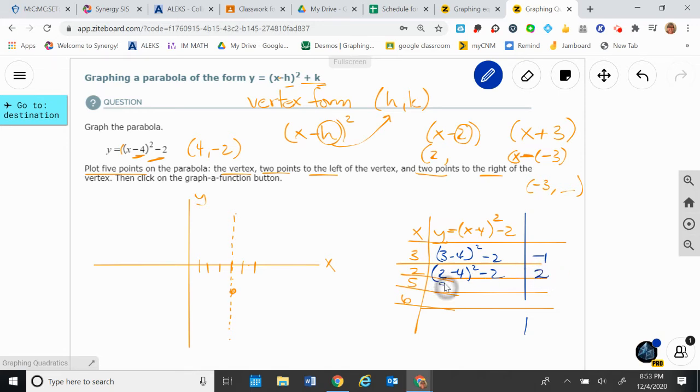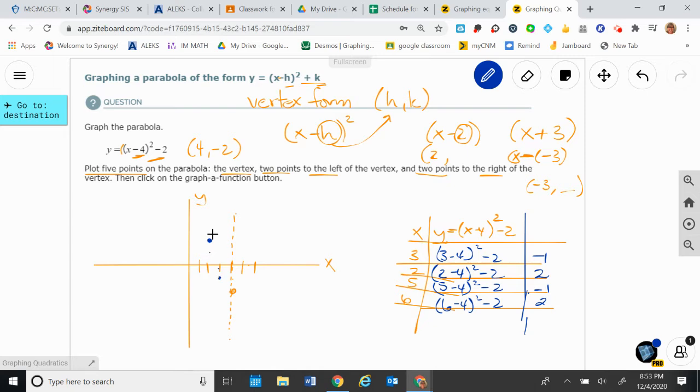Okay, next one. (5 - 4) quantity squared minus 2. 5 minus 4 is 1. 1 squared is 1. 1 minus 2 is -1. And then (6 - 4) quantity squared minus 2. That's 2. 2 squared is 4. 4 minus 2 is 2. You will see some symmetry, and you're supposed to see symmetry. So 3, -1. 2, 2.